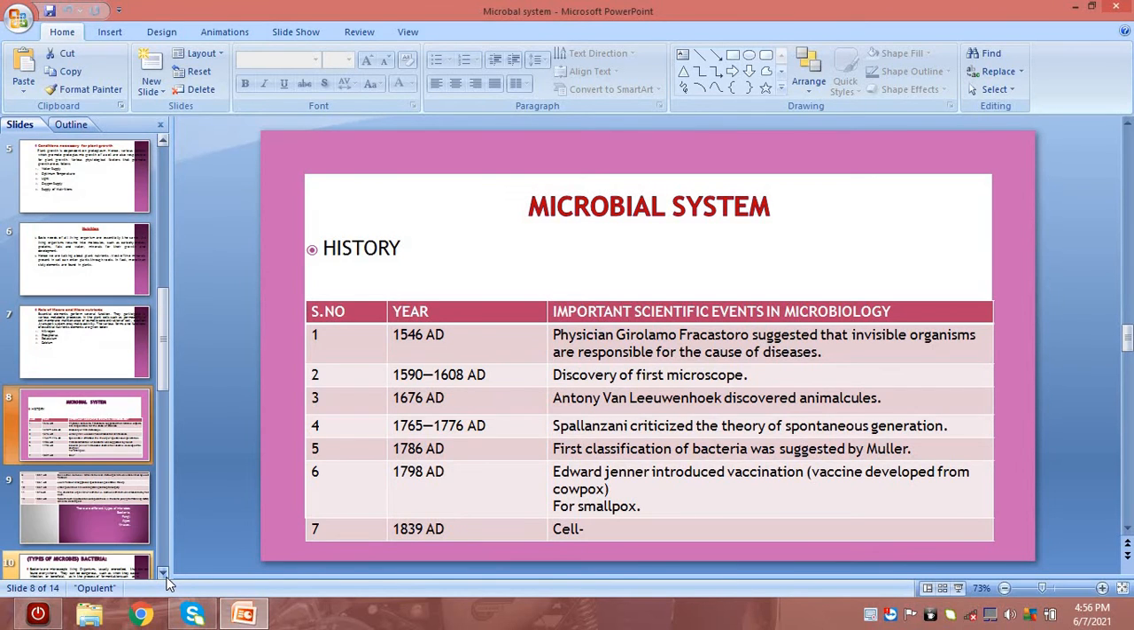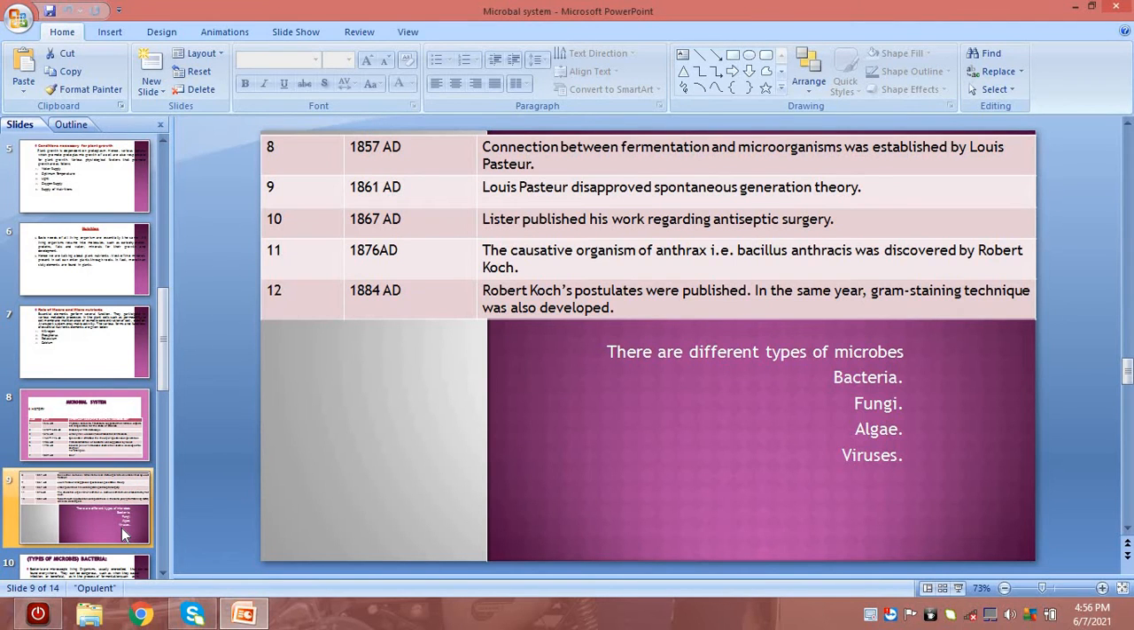Then, talking about the history of microorganisms or the microbial system, in the year 1857 AD, Louis Pasteur gave the connection between fermentation and microorganisms. He said that microorganisms are doing the process of fermentation. The connection between fermentation and microorganisms was given by the scientist Louis Pasteur.